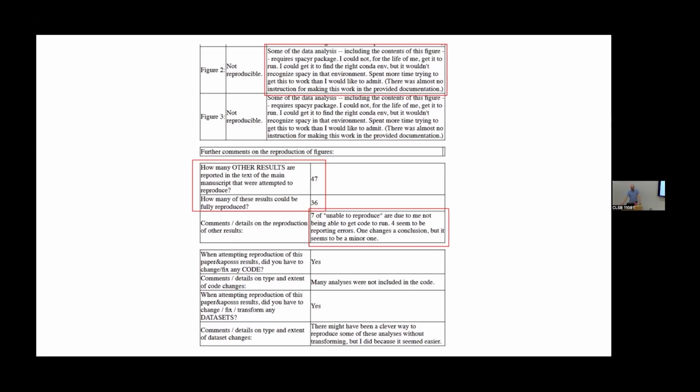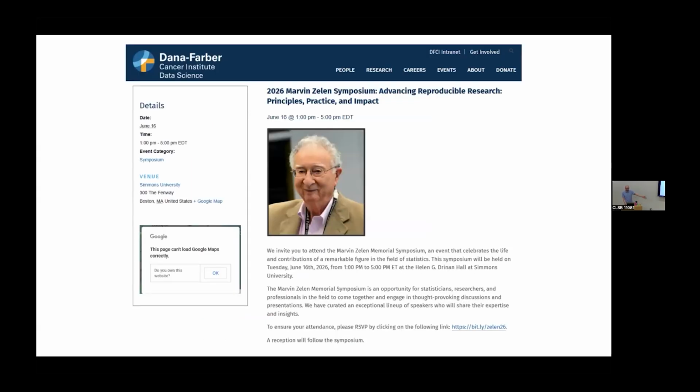Anyway, I just wanted to demonstrate some due diligence in making sure that I'm giving you evidence-based methods. And also, this is a very roundabout way for me to advertise the Marvin Zelen Symposium, which this year is focusing on reproducible research. So definitely register for this and learn ways to avoid audit results like we just saw.